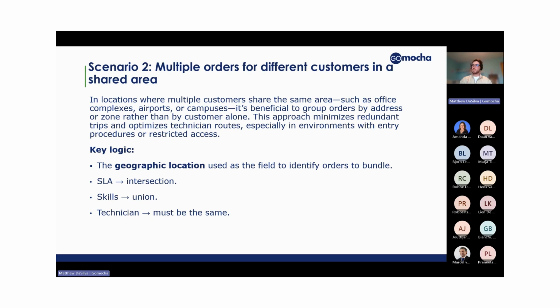The key logic here is that the geographical location is used as the field to identify orders to bundle. So it can be a zip code, it can be a city, it can be a street. Depending on your specific use case, you can configure this field. The SLA here is again the intersection of all orders that will be grouped. The skills are the union of all the skills that are needed for all the orders inside of the project. And the technician must be the same.